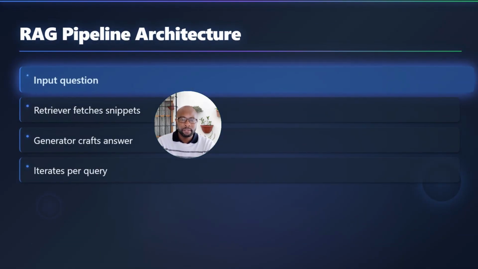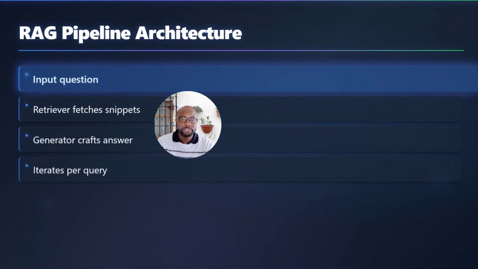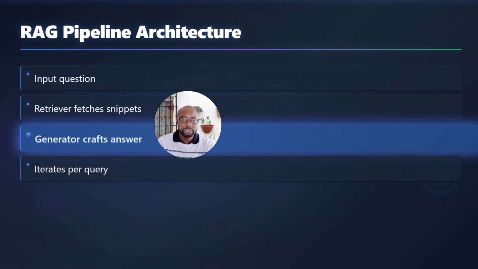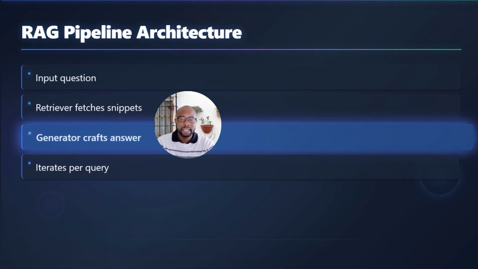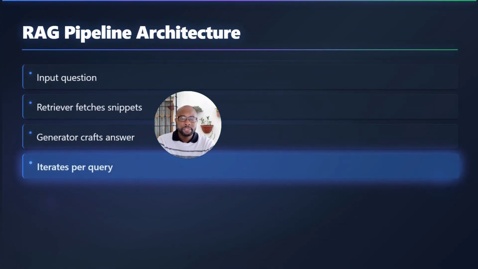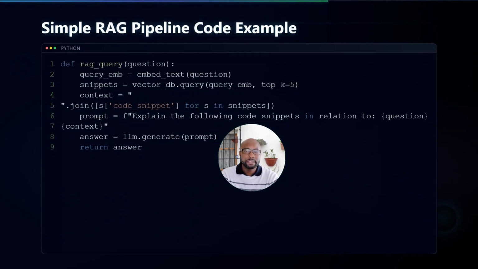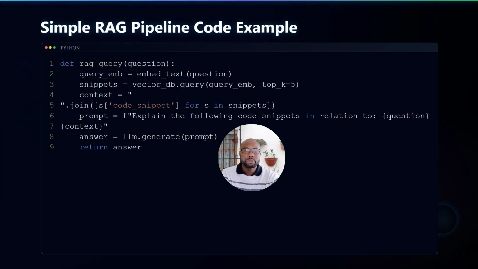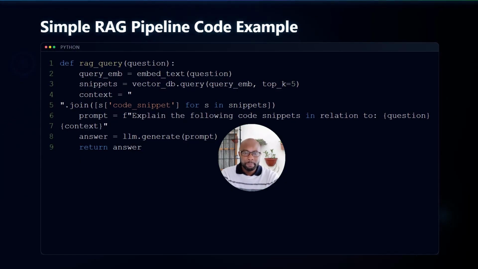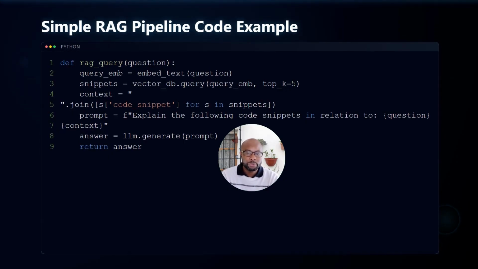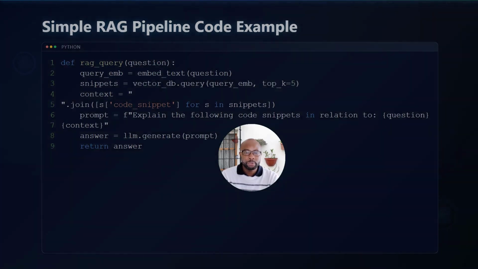Here's the flow. You enter a question, the retriever searches your vector indexed codebase for relevant snippets. Then the generator digests those snippets and crafts a clear answer. This pipeline repeats for every query, giving fresh, context-aware responses. Here's a simplified Python example tying everything together. We embed the query, retrieve snippets, then pass them plus the question to the LLM to generate a response.